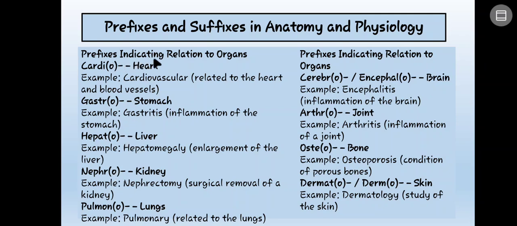Good. Prefixes that indicate relation to organs. So cardio. Cardio, or cardi, means heart, something related to the heart. For example, cardiovascular means related to the heart and blood vessels. Vascular means blood vessel. So if you see cardiovascular, it means something related to the heart and blood vessels.